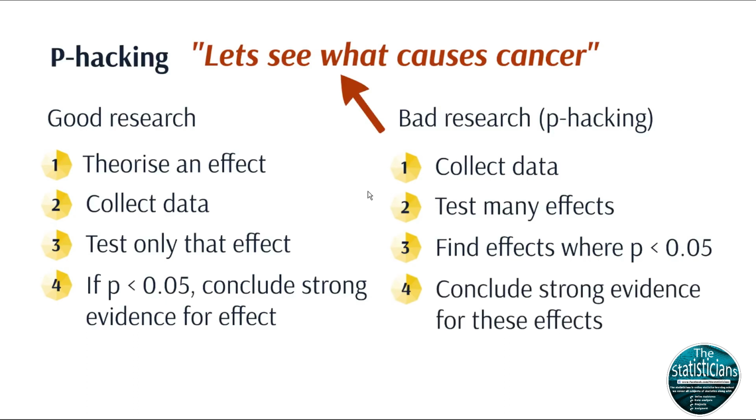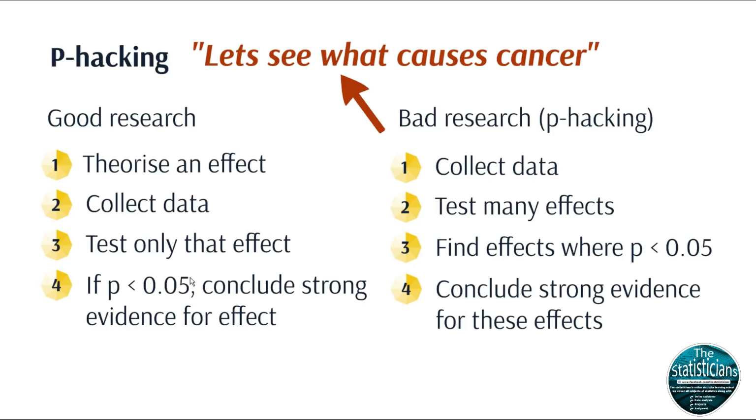And then we're going to publish our results and say, yep, red wine causes cancer because the p-value is less than 0.05. This is called p-hacking and is potentially rife in research and is quite problematic. Now, it's not necessarily obvious why this is so much worse than our good research over here on the left. But as I said before, when we conclude strong evidence for some effect, we're essentially saying there's a very, very low probability that this came about by chance.